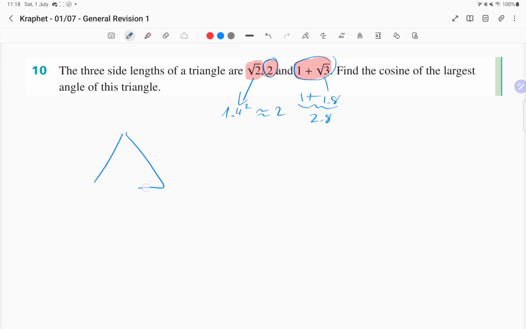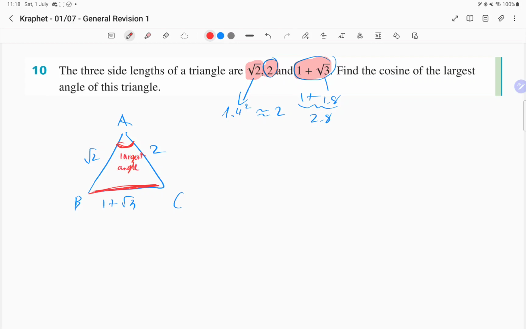So for example, if I were to draw this, A, B, and C, I put root 2 here, and 1 plus square root 3 here. Which angle is the largest? Angle A, angle B, or angle C? Maybe angle A. Angle A? Yes, it's angle A. The angle facing the longer side will also be the largest angle.